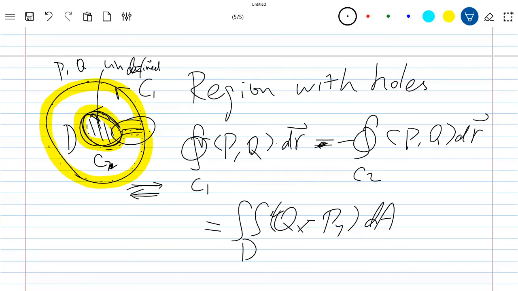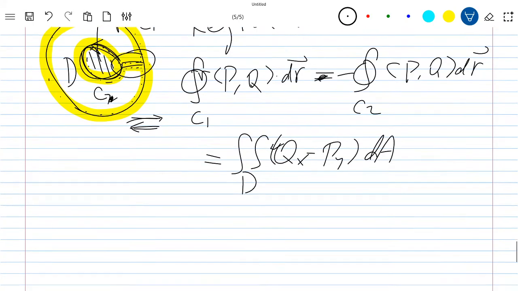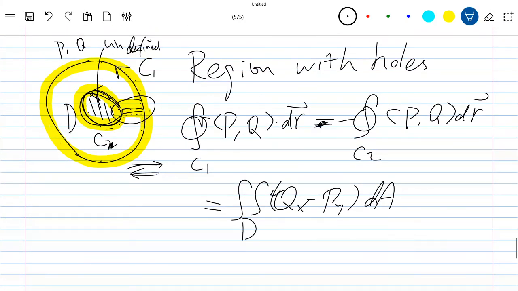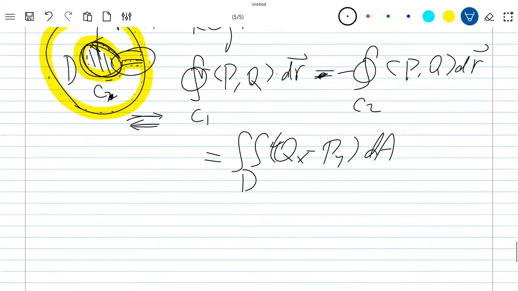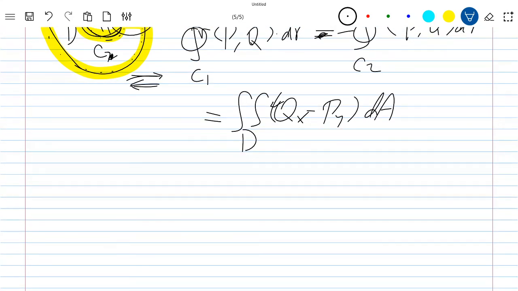So if your domain D has a hole, then the boundary of D is C1, the exterior one, and negative C2, the interior one. So the interior boundary is negative, or you can say it's clockwise. Okay? And that's an extension of the Green theorem to a domain with a hole. And that has a very interesting implication.